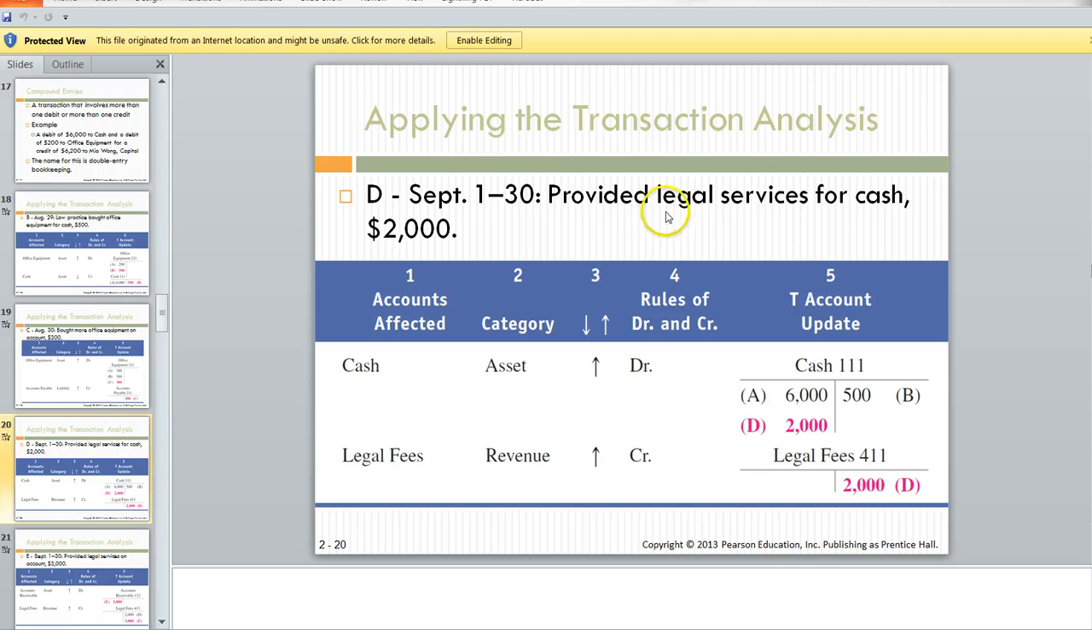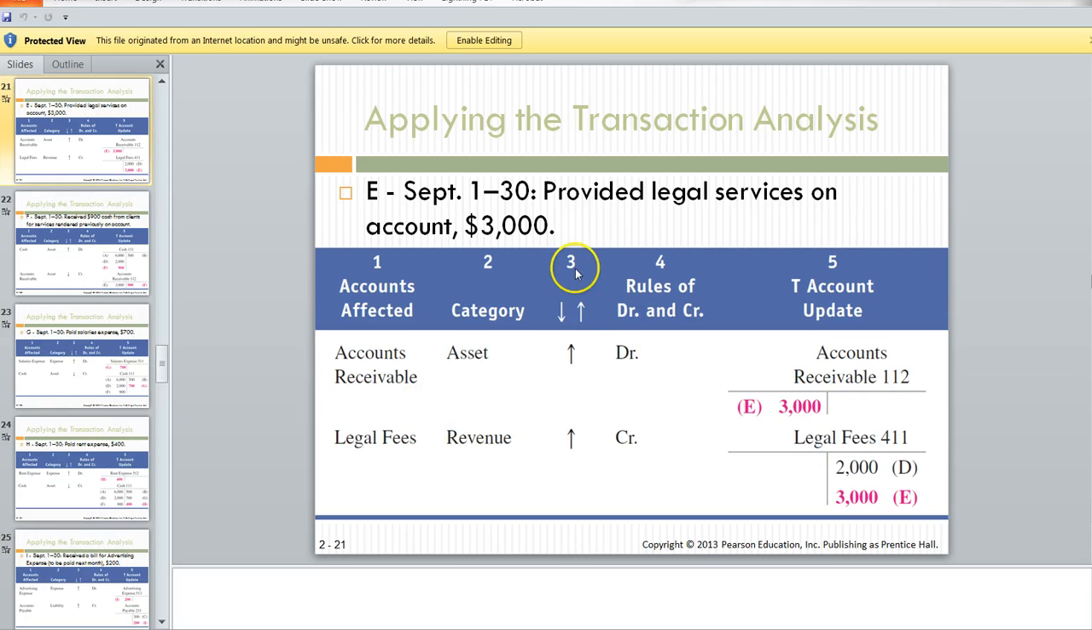Transaction D, legal services for cash, add to cash, and add to revenue. Is that what you did in Chapter 1? Yes. How do you add to cash? Being an asset, it's a debit. How do you add to the legal fees? Being a positive capital item, you credit it. So the entry would be to debit and credit, as you can see here. We followed our rules. At least 2 accounts are affected, and the total debits equal the total credits.